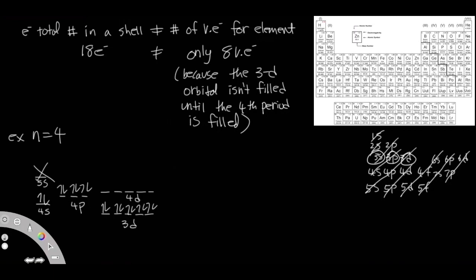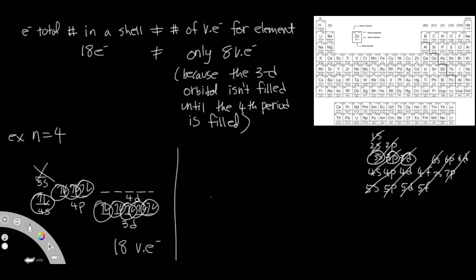Let's count the total number of electrons. We have not total number of electrons, total number of valence electrons. So we have here 2, 4, 6, 8, 10, 12, 14, 16, 18. We are now at 18 valence electrons because we couldn't surpass any higher than that. This is the valence electron number.